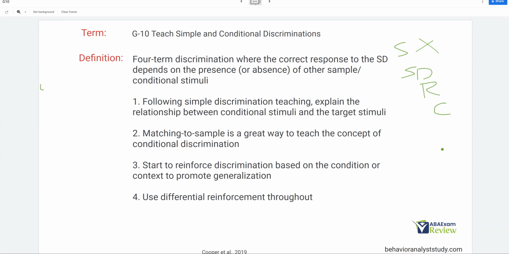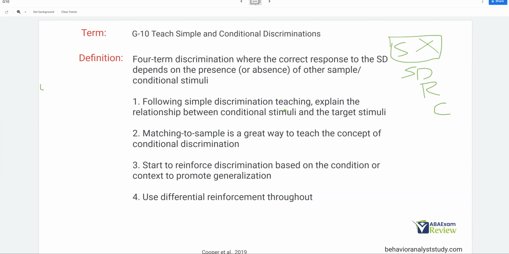And so that's really where you're going to be able to differentiate or distinguish or even discriminate between simple and conditional discriminations, okay? Very important that we have this extra stimulus that's either there or isn't. So how are you going to teach conditional? Well, it's very similar, right? Follow the same idea of teaching, okay?